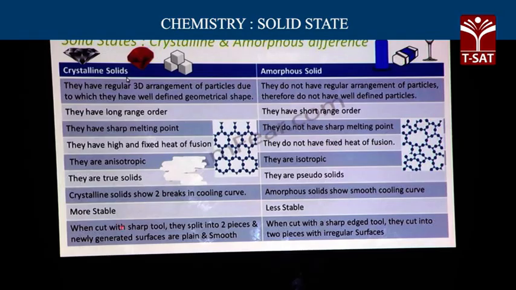When a crystalline solid is split into two pieces, the newly generated surface is plain and smooth, a clear cut, whereas when an amorphous form is broken into pieces, they have irregular cuts, irregular cleavage takes place in amorphous solids.